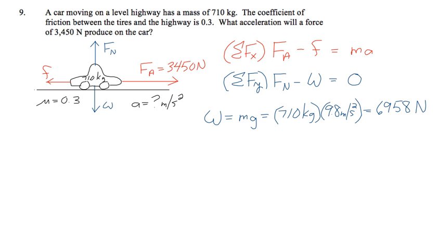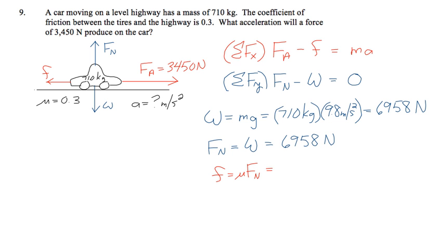So Fn equals W, which equals 6,958 newtons. It's not always going to be true. The weight does not always equal the normal force, but in this problem it does. Now that I know the normal force, what can I now solve for? Friction. So friction equals mu Fn. That's the formula. It's on your formula fact sheet.